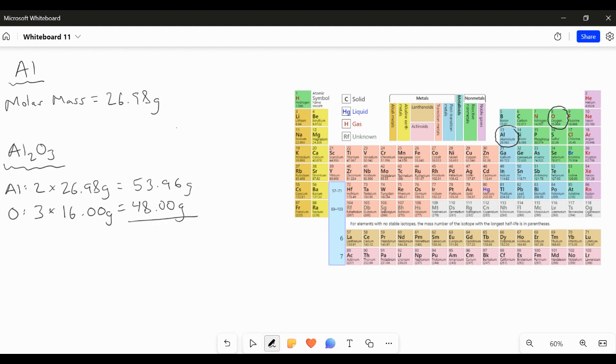Lastly, we just add these together. So starting from the back, 6, 9 point, that's 11, carry the 1. Our molar mass for this compound is 101.96 grams.